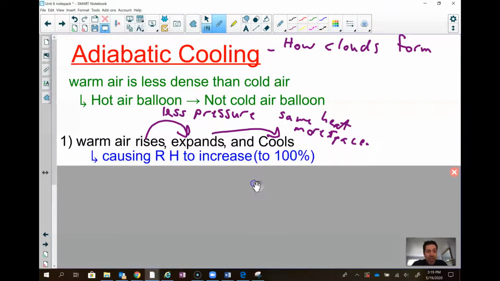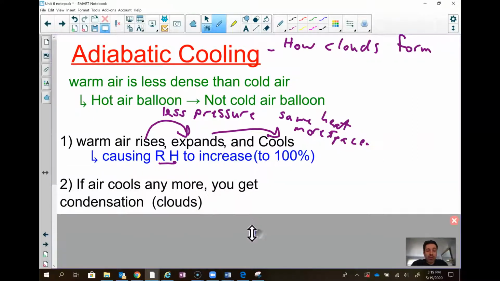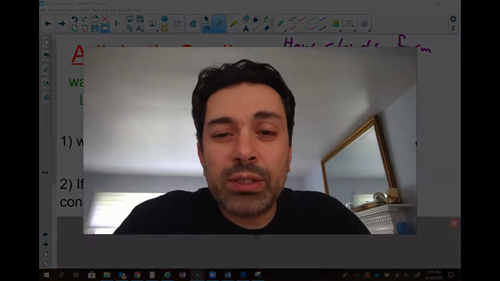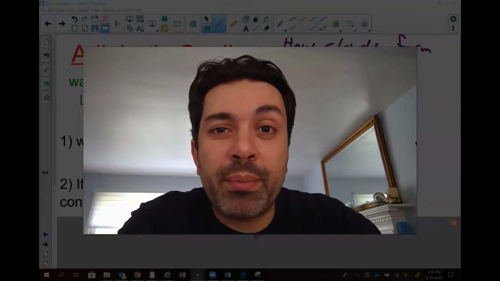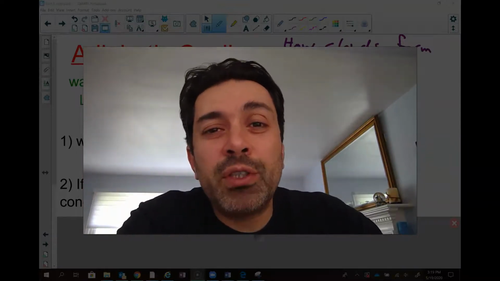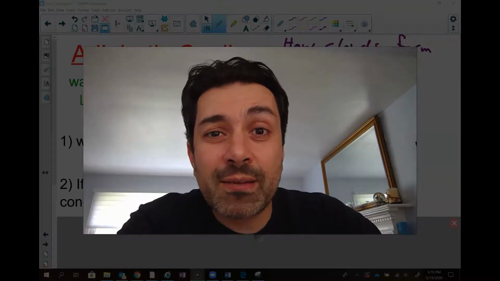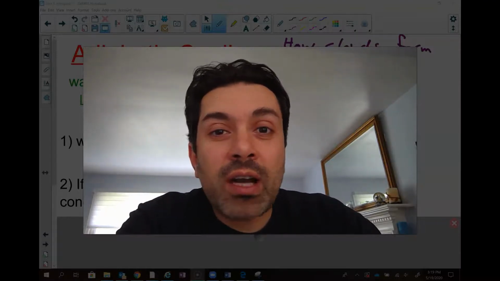What's going to happen? RH, for relative humidity, is going to increase all the way up to 100%. And if it continues to cool, then you get condensation, and the condensation is clouds. So if you look up at clouds, people say that clouds are made of water vapor. That's not exactly true, because water vapor is a gas and clouds are not made of water vapor.